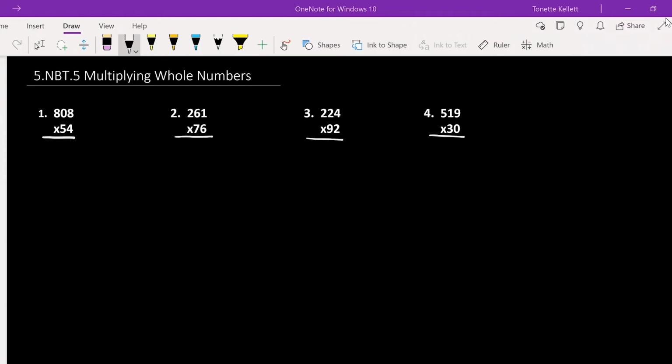Today we're doing 5.NBT.5, multiplying whole numbers. We're going to take a look at 4 different problems, multiplying 3 digits by 2 digits. Let's take a look at number 1.